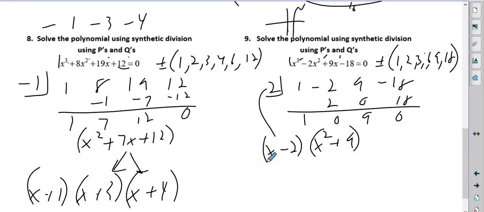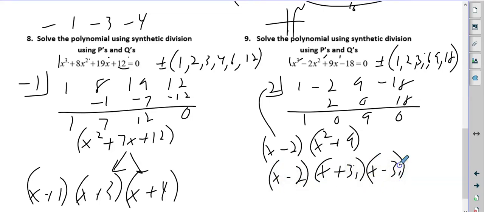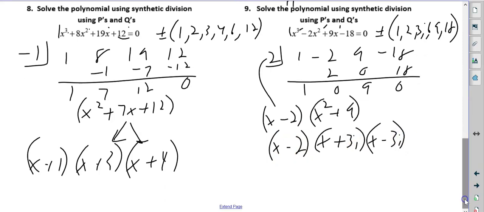But this is not a difference of squares, it's a sum of squares. So this is going to break down just like a difference of squares, x plus 3 and x minus 3. The only thing is we need to make it non-real and add those i's. And now we're finished.